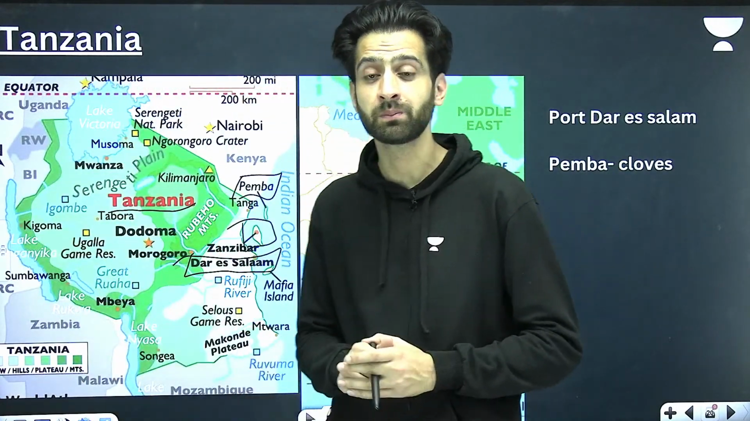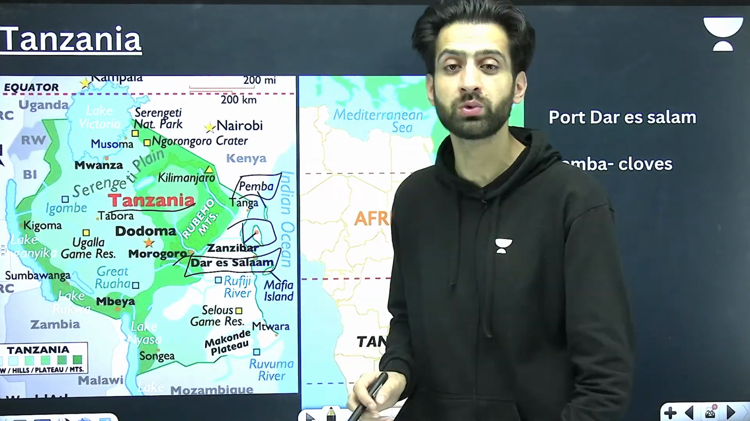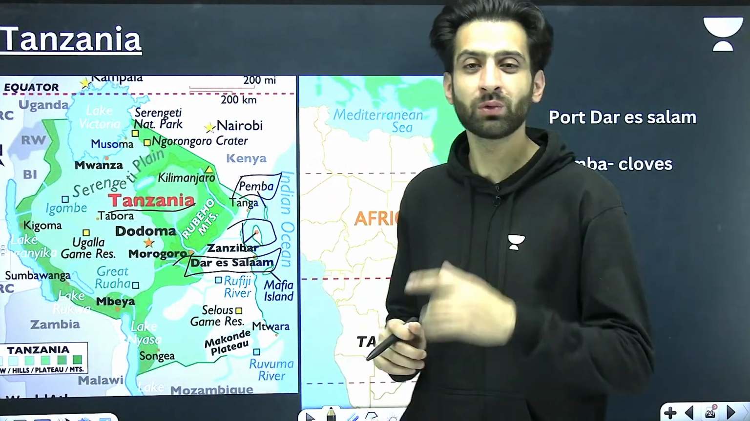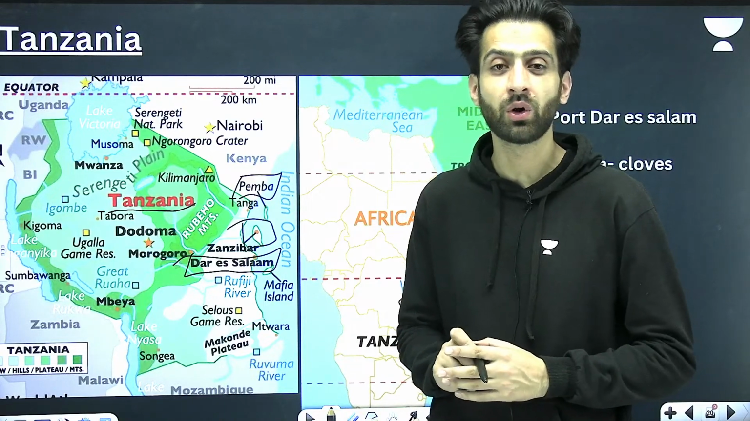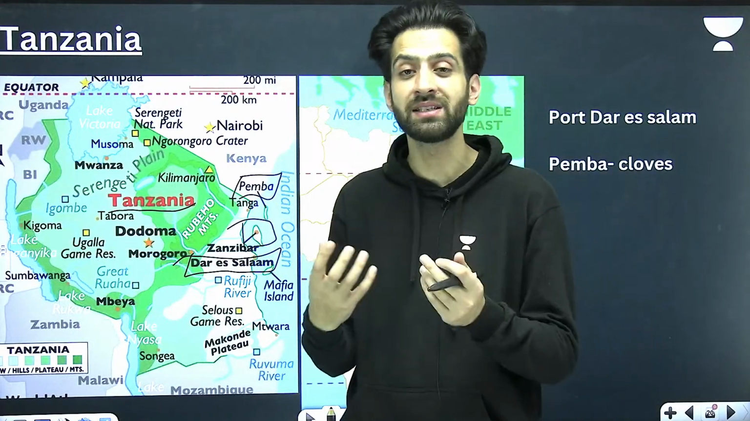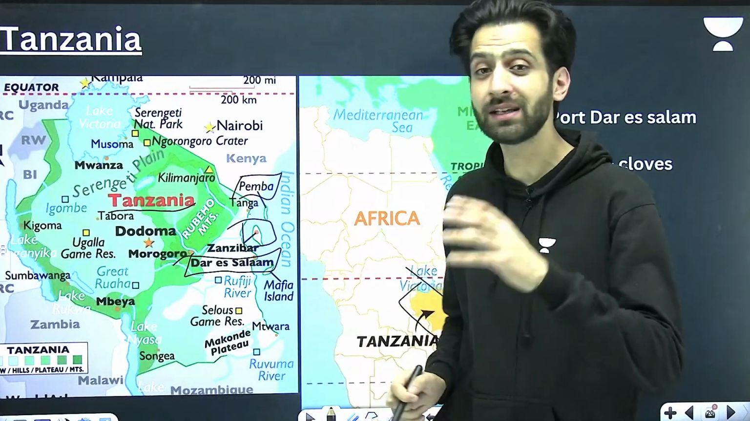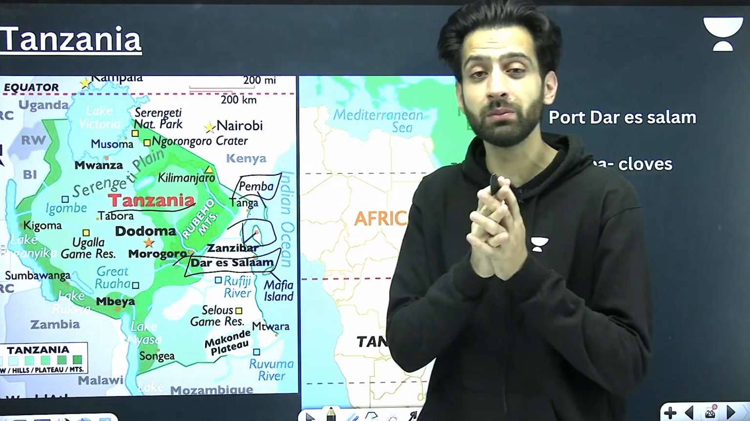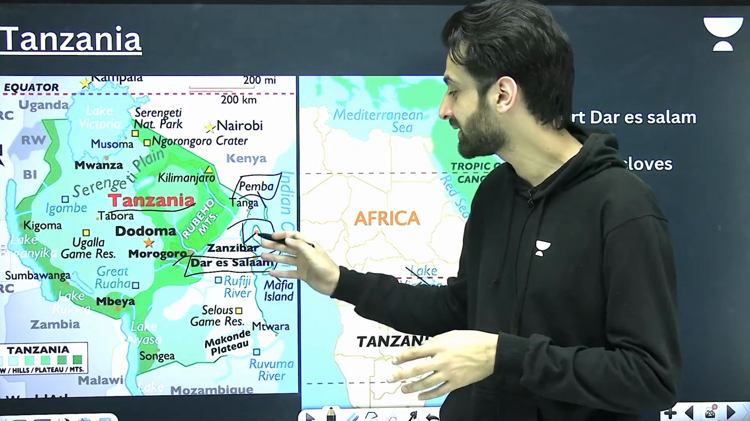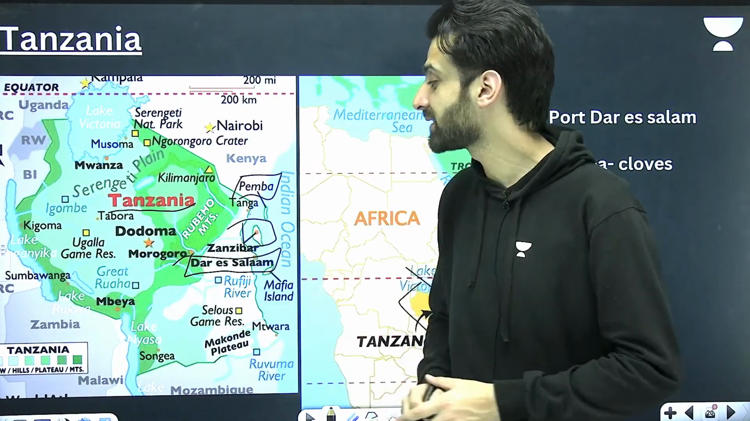These are the ports that are known for spice trade. The Pemba port is known for cloves. This year there was a question in UPSC as well asking about the coffee producing countries. So there can be a question asking about the cloves or the spices exporting islands. Then you should know Pemba and Zanzibar. These are the two important islands that are associated with the spice trade, and they are associated with Tanzania.